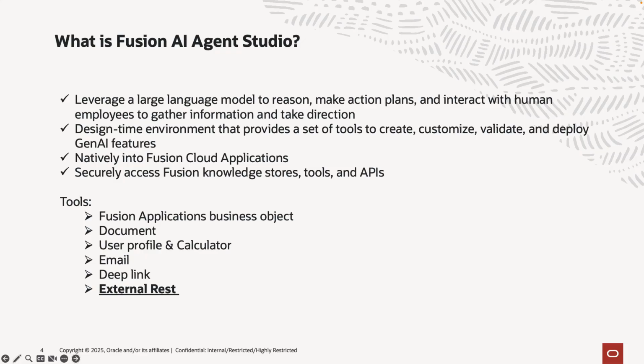Some other tools are user profile, calculator, email, and deep link tools. And then the one we're interested in here is the external REST tool, which allows an agent to make a REST API call out to any system to get some information or post information, do some action.